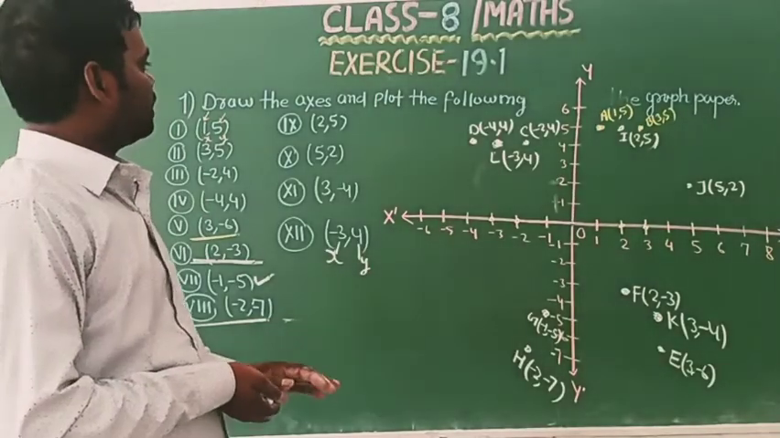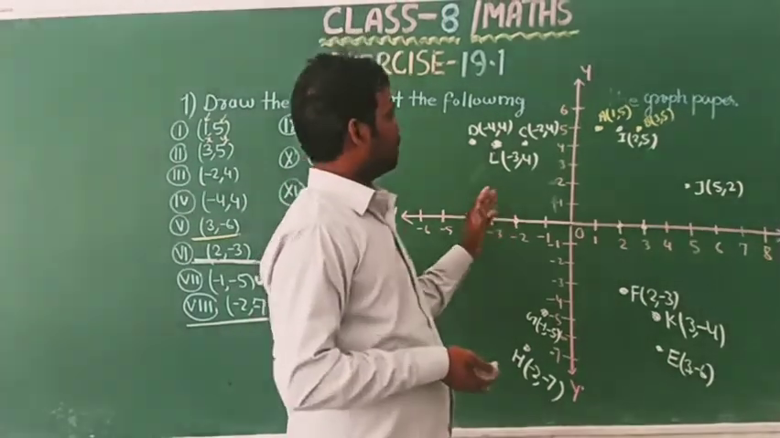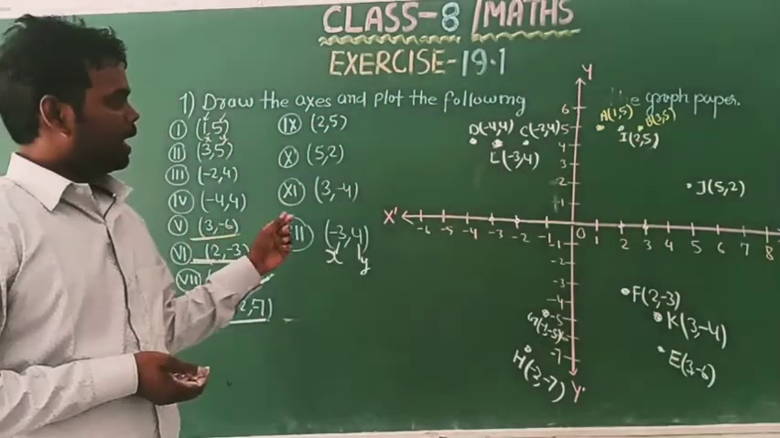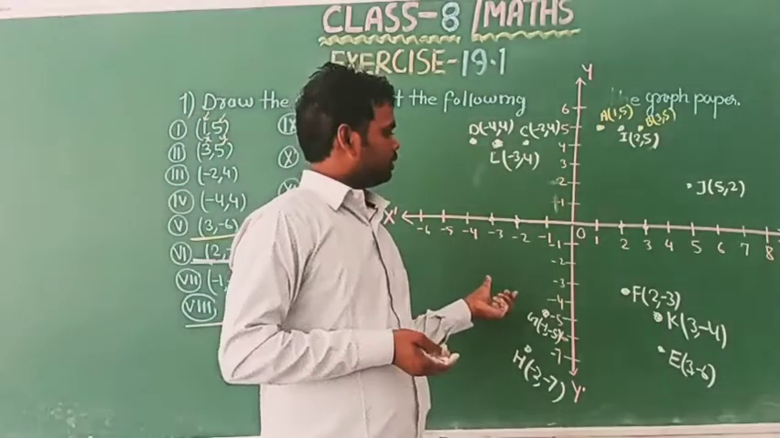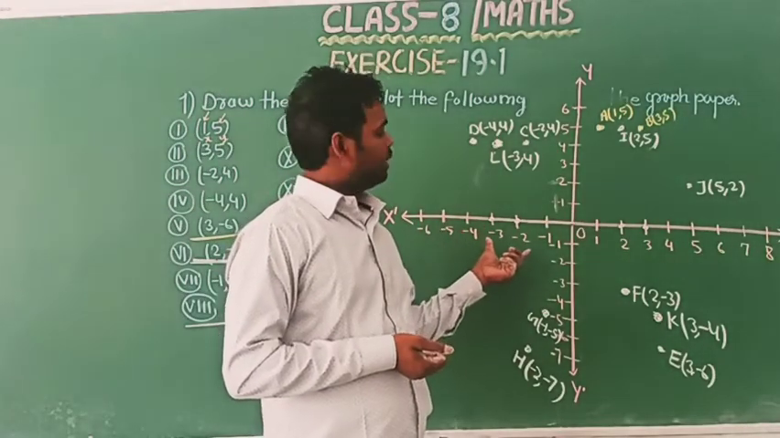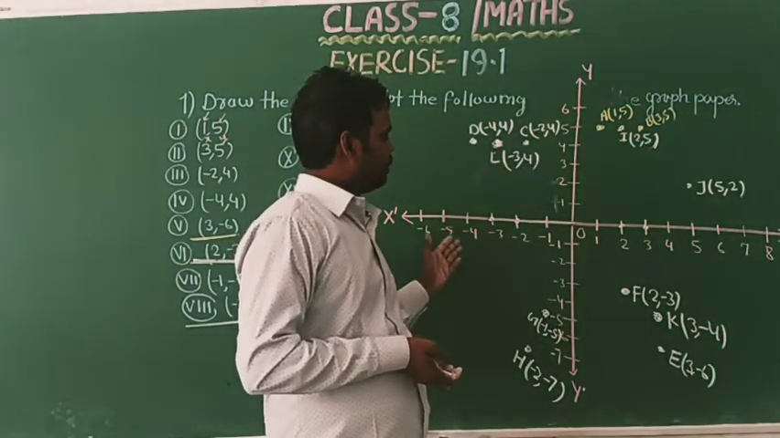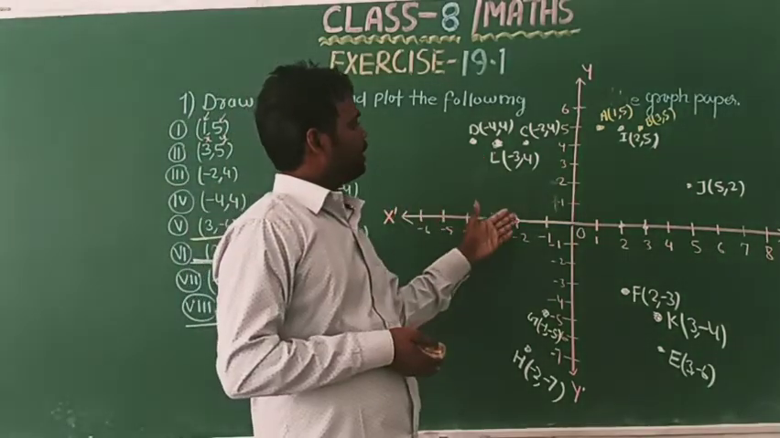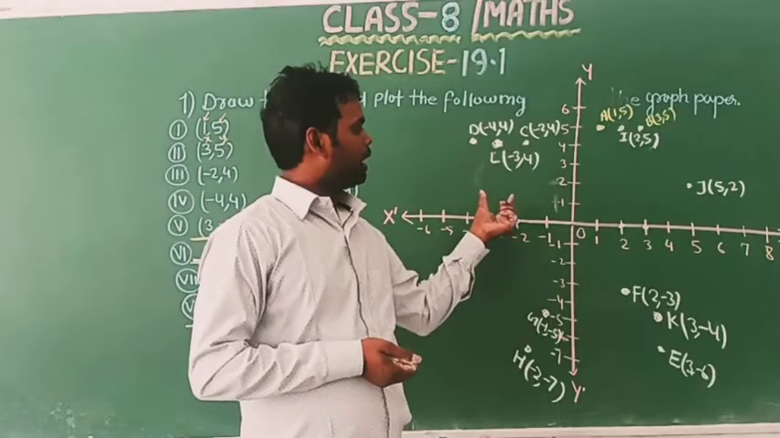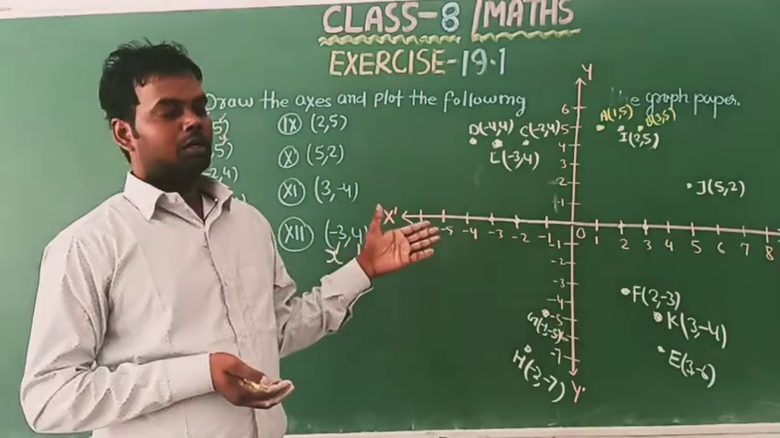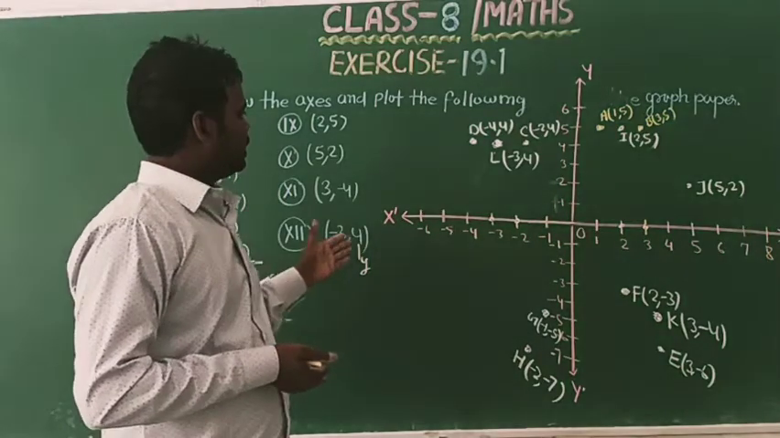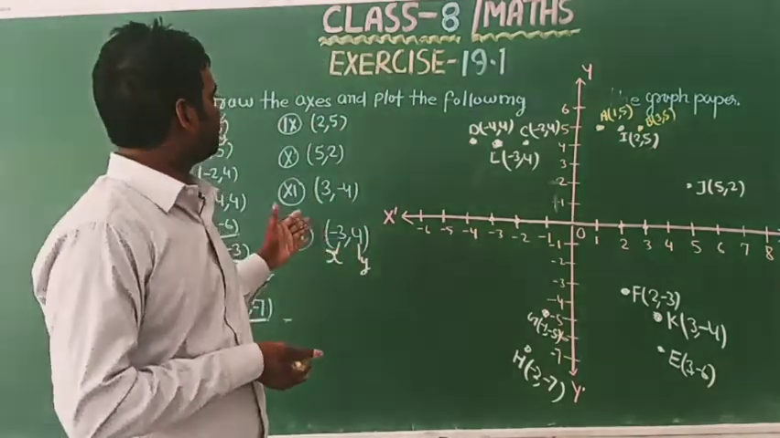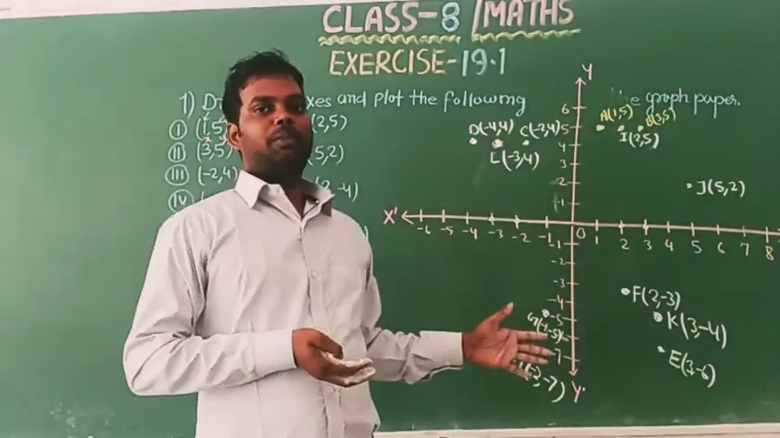So dear children, in graph paper we have to represent all these points in this way. Here graph paper is not available, so I will plot all these points on a plain paper by drawing the two coordinate axes, but we will do this problem on your graph paper. Okay, so I hope it is clear how to represent the points on graph paper. Okay, thank you.